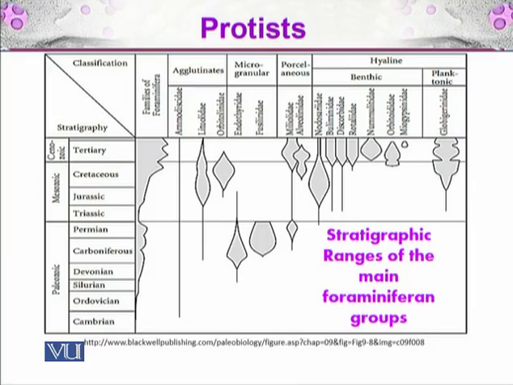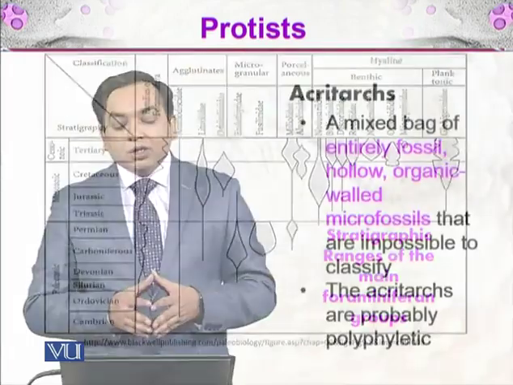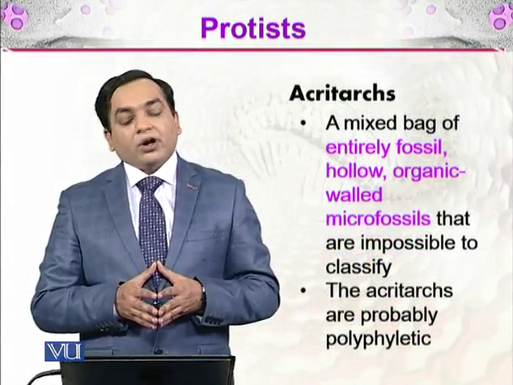So this was about the stratigraphic ranges of the main foraminiferan groups, which are based on their different characteristics such as benthic, planktonic, porcelaneous, microgranular, or agglutinates. These have been classified, and based on their classification, we can see when they were prevalent in some period of time.